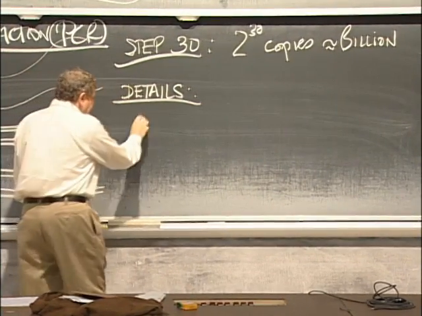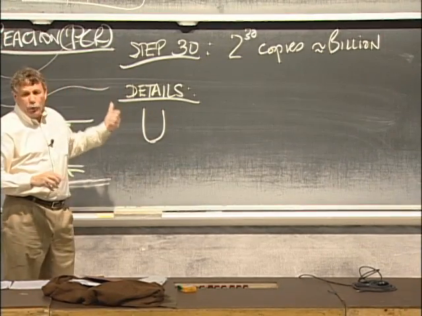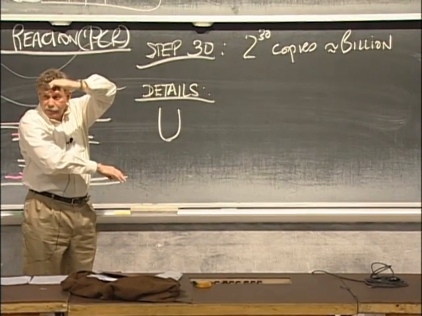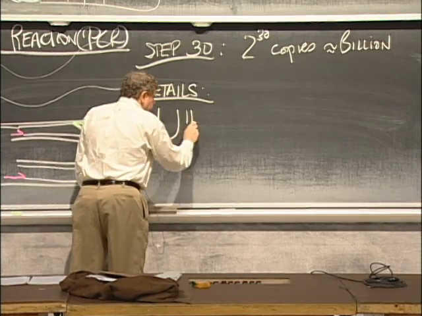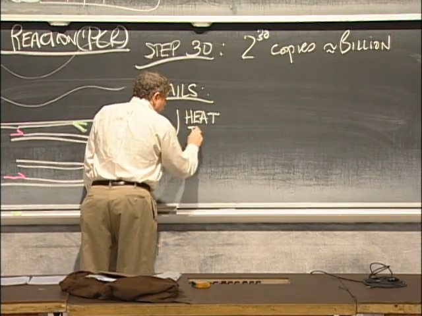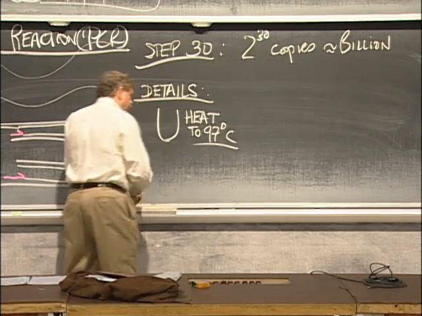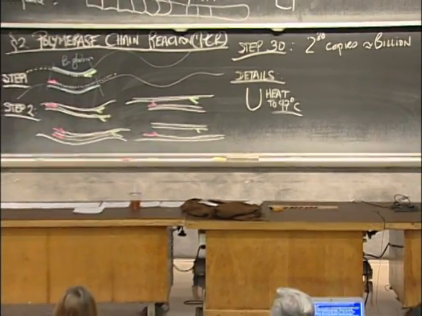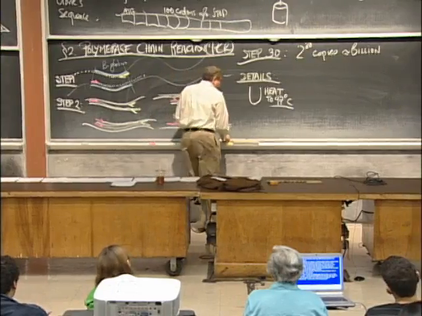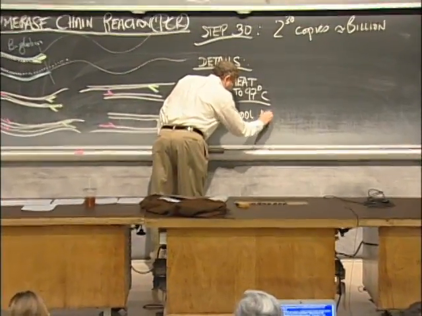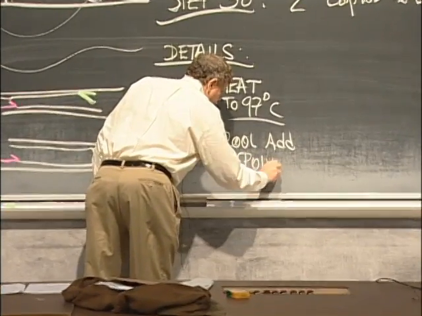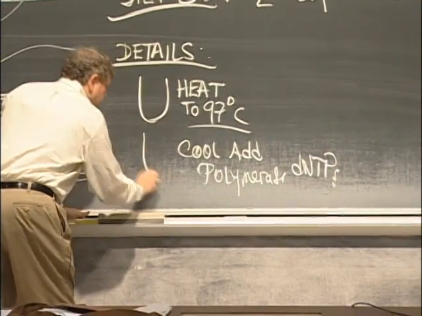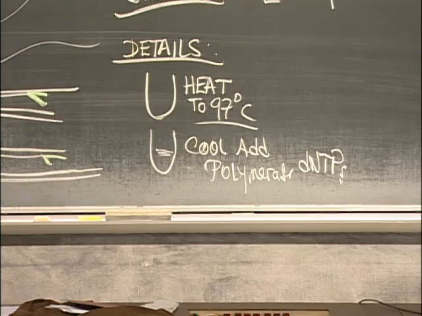What I have to do is take my test tube and heat it up so high that the 2 strands of the double helix melt and come apart so that the primers can get in there. So I have to heat to 97 degrees. Then it comes apart. I cool it down. I add polymerase and nucleotides. And then it does its extension. Then I heat it up to 97.